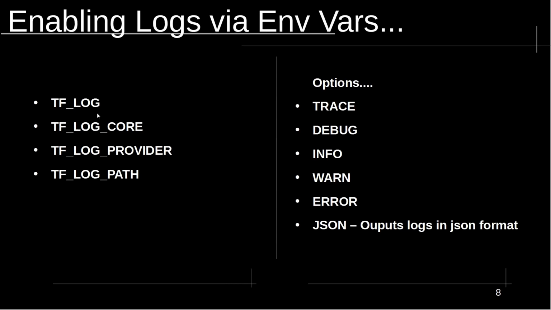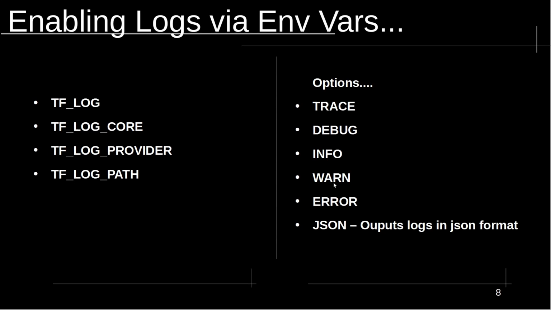There are 4 important environment variables which can be used for enabling logging with Terraform. The first 3 environment variables, which are TF_LOG, TF_LOG_CORE, and TF_LOG_PROVIDER, are the 3 major ones to which all these options are eligible. The first one is trace. The second one is debug, followed by info, warn, error. And JSON is used more like a flag, just to output your log files in a JSON format so that they can be used programmatically.